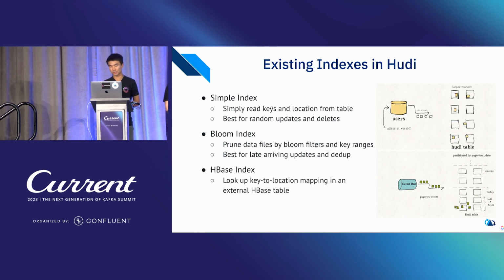For large-scale datasets ranging from tens of terabytes to petabytes, the simple and Bloom index may still not be performant enough. That's where HBase index comes into play. It is used to send the key lookup to an external HBase table storing the key to location mapping, so that the key lookup can be blazingly fast because the HBase server already caches the information, so it can serve the content pretty fast.